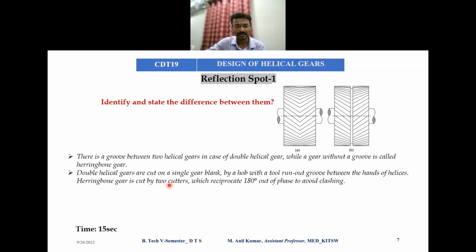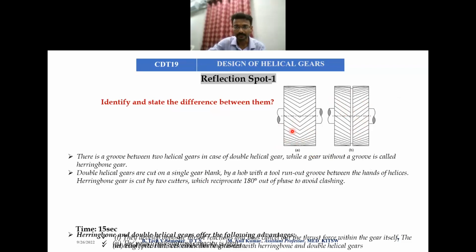The herringbone gear is cut by two cutters which reciprocate 180 degrees. One cutter will cut over here and at 180 degrees another cutter will cut the other face to avoid clashing. Whereas double helical gears are cut on a single gear blank by a hob with a tool run out. That's why this gap is provided. The cutting chips will run out from this area. This is called double helical. This one is herringbone helical gear.